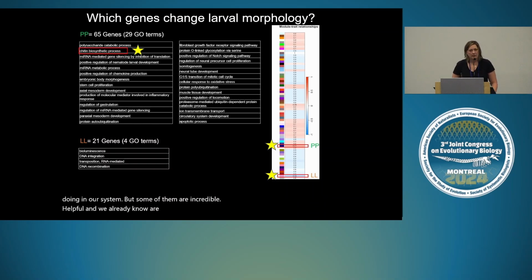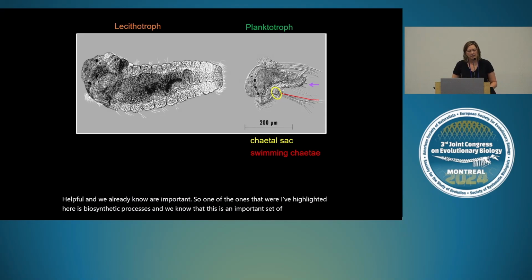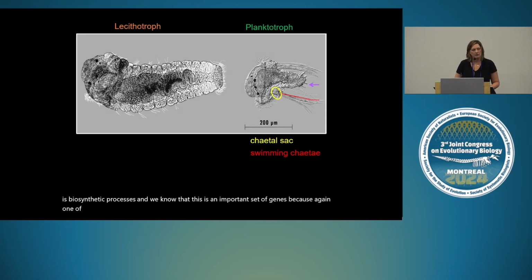So one of the ones that I've highlighted here is chitin biosynthetic processes. And we know that this is an important set of genes because, again, one of the key morphological differences between the types are these swimming spines, the chaetae, and this is made of chitin. And we know in the annelids that the gene responsible for that is chitin synthase, right? So we expect to see differences in expression in the chitin synthase genes.